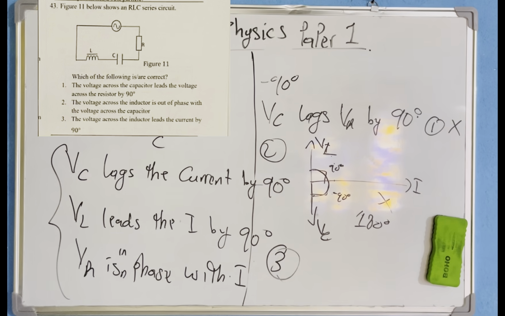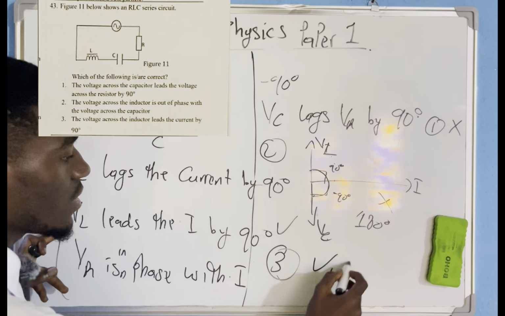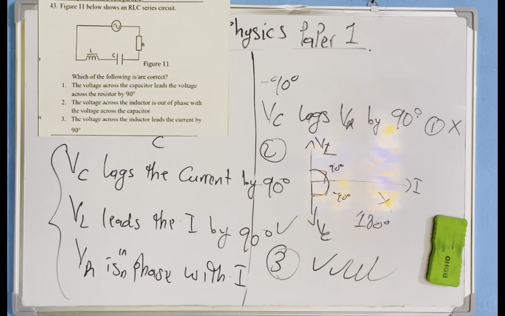Now, let us go to statement 3. The voltage across the inductor leads the current by 90 degrees. This is it. The voltage across the inductor leads the current by 90 degrees, making statement 3 correct. Okay. Now, let us move to the next question.